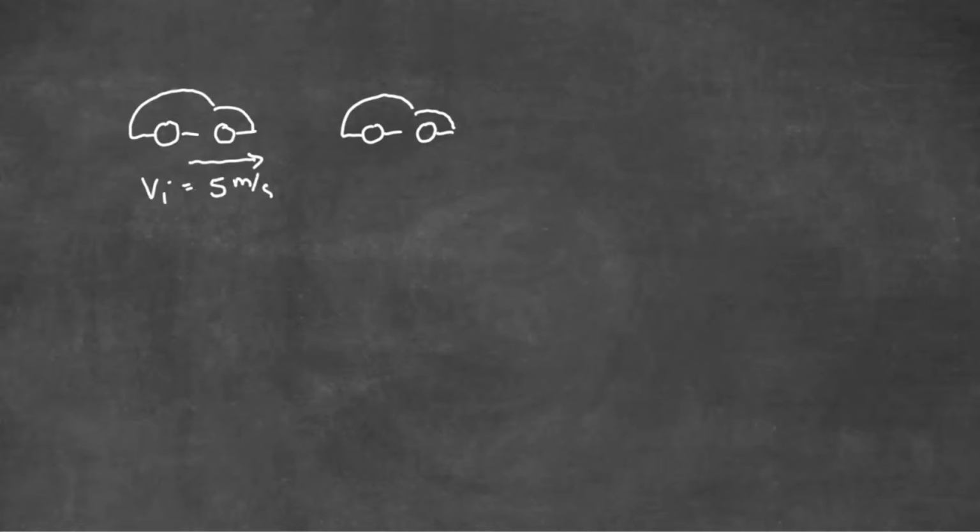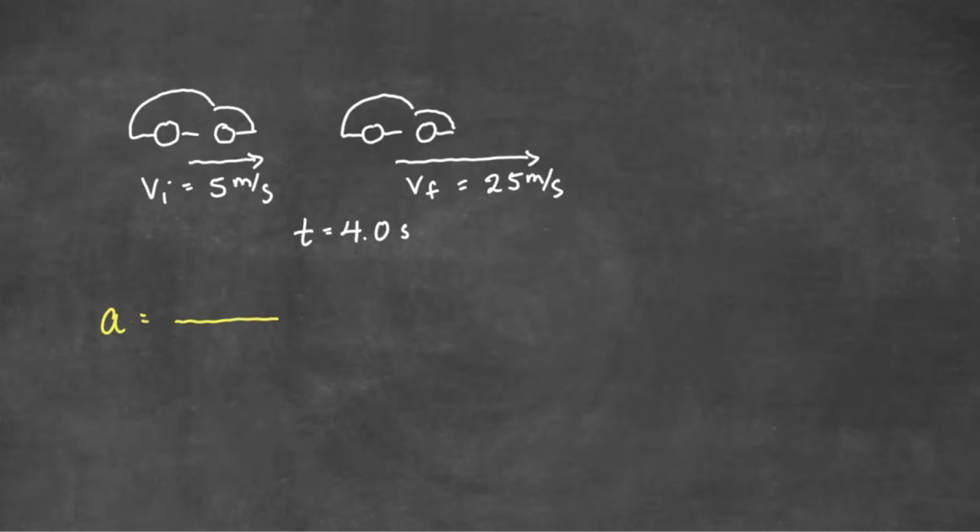And now we're going to take a look at an acceleration problem. So here we have a car that starts off with an initial velocity of 5 meters per second and increases at a uniform rate to a velocity of 25 meters per second over a time period of 4 seconds. And we're going to calculate the acceleration using our equation, final velocity minus initial velocity divided by the time. We're going to substitute 25 for the final velocity, 5 for the initial, and 4 for the time. And we get 20 divided by 4, which is 5 meters per second squared.